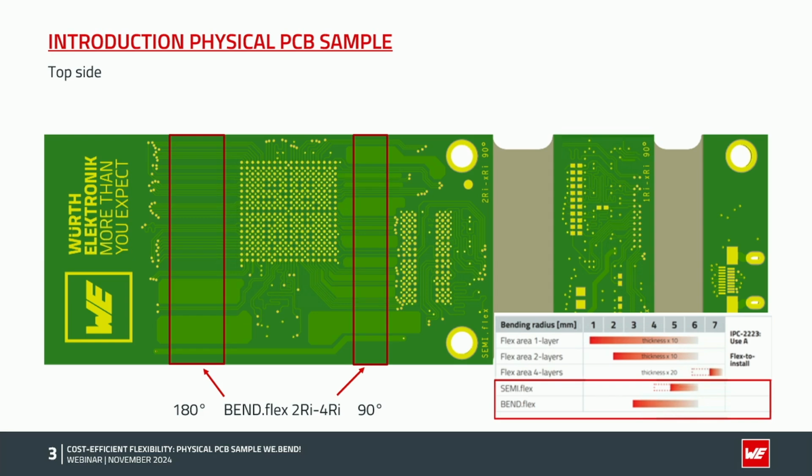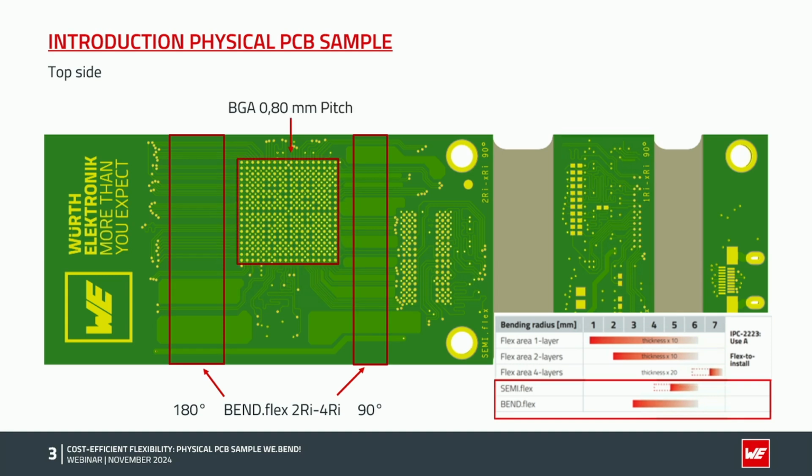That makes it possible that the bend areas are very small. So in this case, the one on the left side is only 9.4 mm, and the one on the right side is only 4.7 mm, so very small.